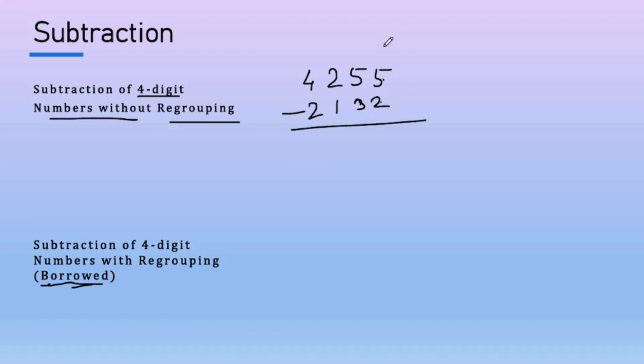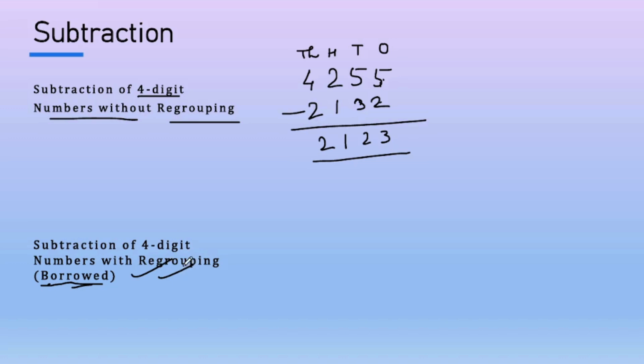5 minus 0, we always start with the ones place, then we move to the tens place, then the hundreds place, and then the thousands place, right? So 5 minus 0 is 5, 5 minus 0 is 5, 2 minus 1 is 1, and 4 minus 2 is 2. So this is your subtraction without regrouping.